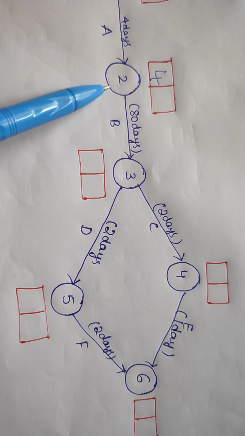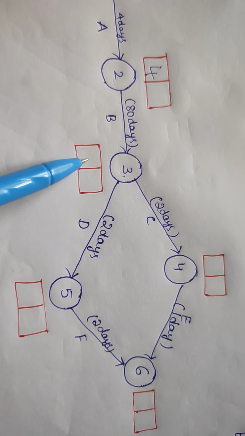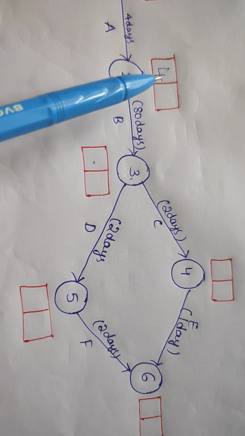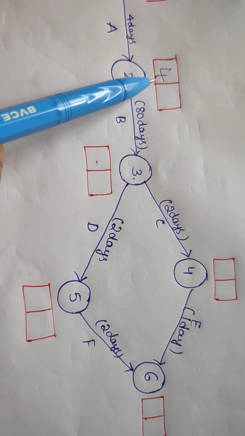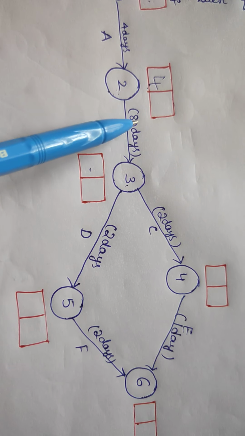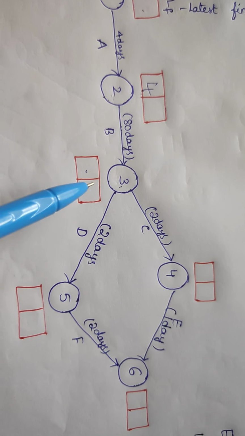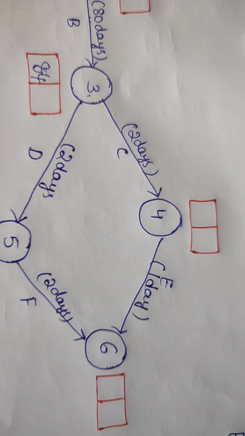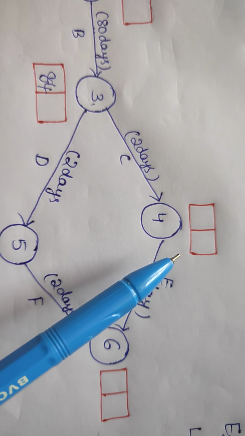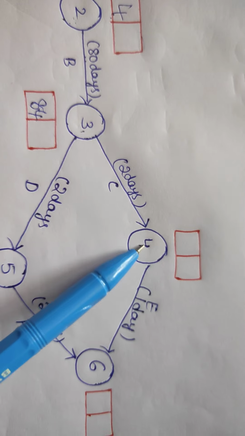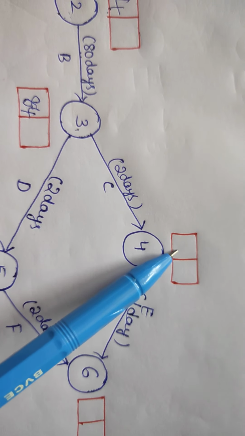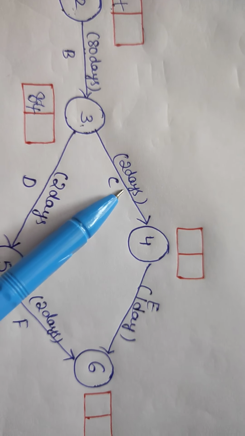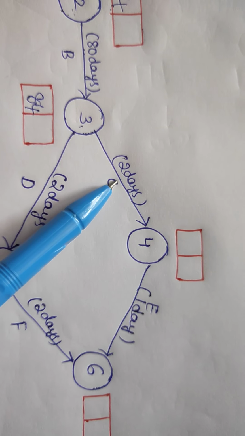After completion of the second event we can go for the third one. So to calculate the earliest starting time at the third event, we have to consider the earliest starting time of the second event along with the duration. 4 plus 80, total 84 days. So here the value is 84. Next, after completion of the third, we can go forward to number 4. For the fourth event's earliest starting time, we calculate the third event's earliest starting time plus duration. 84 plus 2, total 86 days.